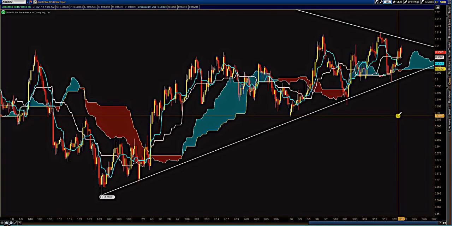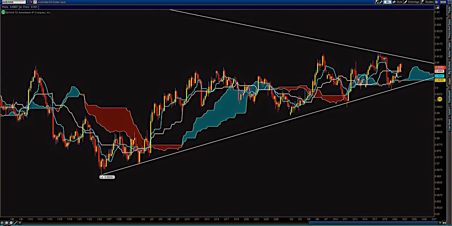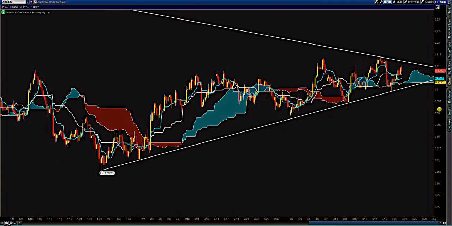And my next video that I will create is actually going to be using the Ichimoku with pivot points and trend lines, and how to come up with an effective trading plan to have a good success rate.